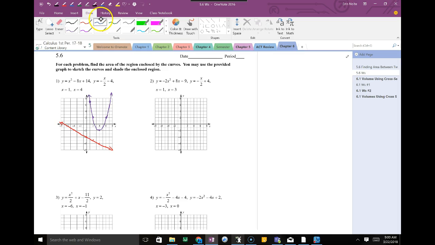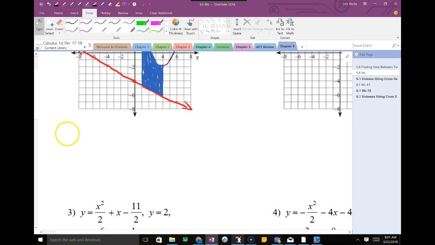Okay, so this is going to be bounded by the x of 1 and 4. So our area is right here. Okay, so you ready for the integral? You're going to have to write small here.